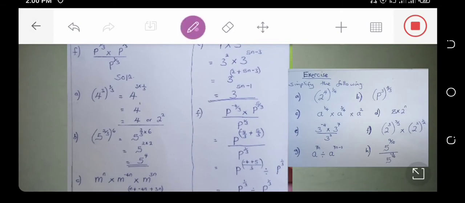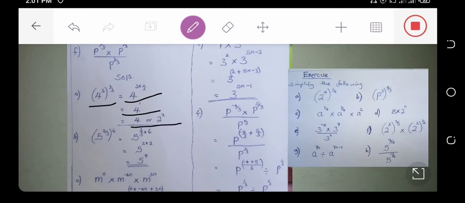A is given as 4 to power 3, which is again raised to power a third. So here, when we open the brackets, we multiply the powers, which will be 4 to power 3 times a third. When you look at these two powers, 3 and 3 will cancel, and the power on 4 remains 1. Therefore the answer is 4, or 2 squared. The way you may feel like writing your answer, both of them are right.